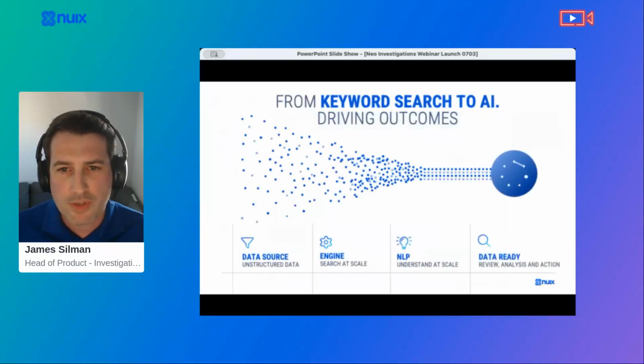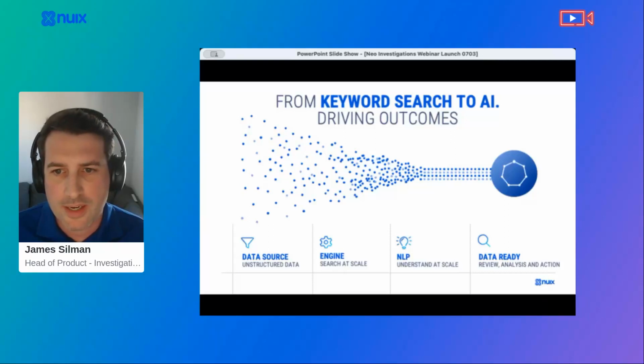So I'm hopeful with this brief overview, you can see that Nuix Neo allows you to drive to outcomes faster, pushing your data through, regardless of where it lives, through our engine at scale, and using AI to understand your data and extract vital intelligence to cut through the noise, all automated and all ready for review.